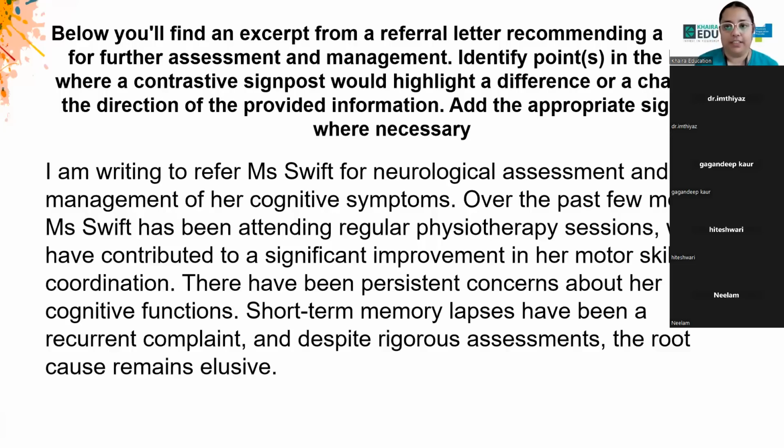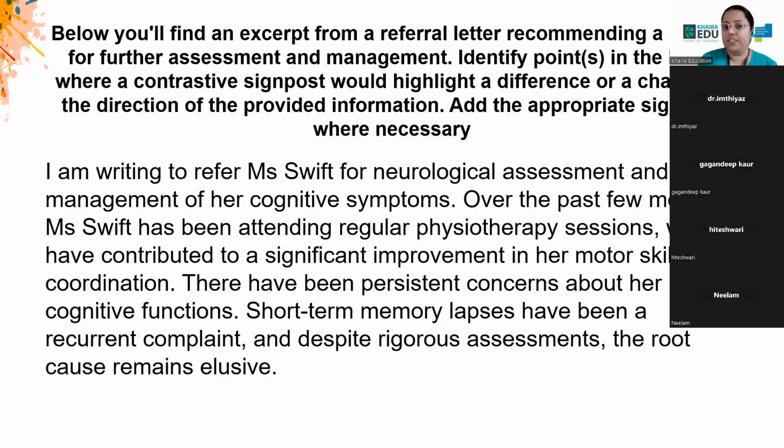You have a situation here in which there is a letter recommending a patient for further assessment and management. Identify the point or points in the letter where a contrastive signpost would highlight a difference or a change in the direction of the provided information. Add the appropriate signpost wherever necessary. Now, in this paragraph, you have the information about Miss Swift. There are many sentences and many ideas presented here. So I would want you to first read the paragraph and then I'll give the further instruction. So 30 seconds for all of you to read the paragraph. Please go ahead and read it.